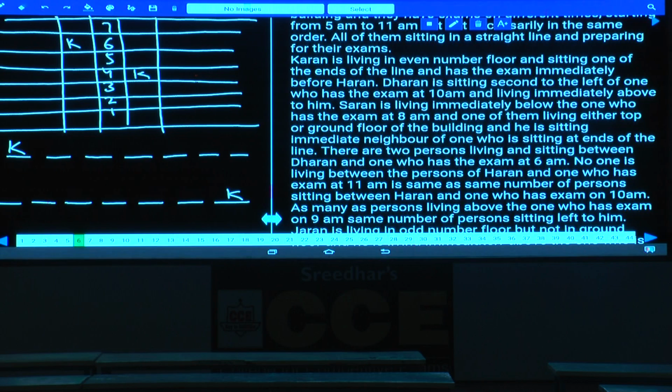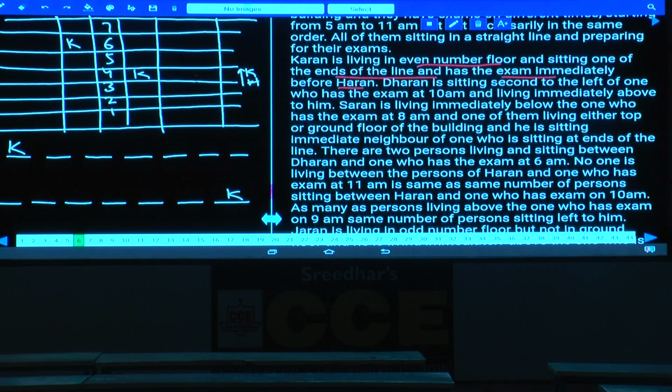Karan lives on an even number floor, is seated at one of the ends of the line, and has the exam immediately before Haran. Now in this, Karan is immediately before what? Immediately before Haran. Here he is not talking about the floor; he is talking about the examination time. Regarding this examination time, Karan is immediately before Haran.